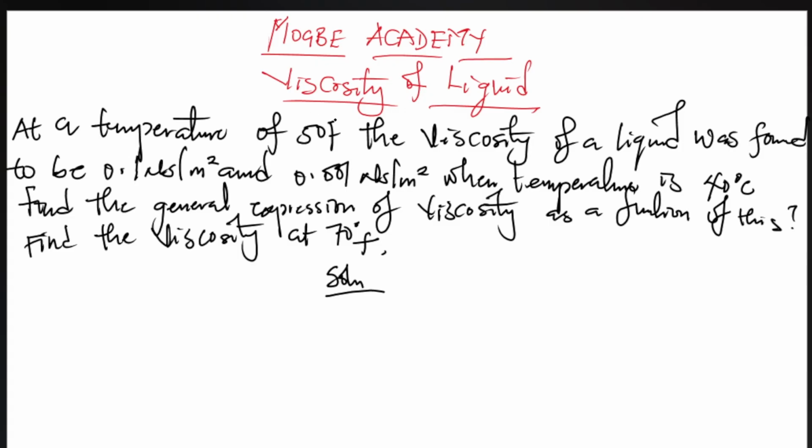So what you are asked here is to derive, to bring out the equation for viscosity. Find the general expression of viscosity as a function of this. So you have to bring out the equation for viscosity when your temperature is not given. That's the first thing you do to get the equation. Now the second thing is to get the viscosity at 70 degrees Fahrenheit. That's your question.